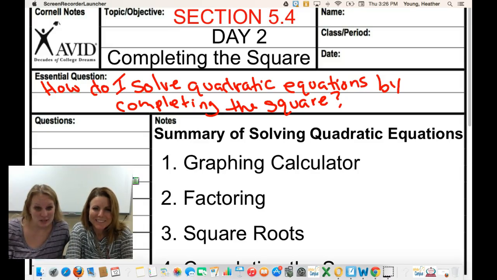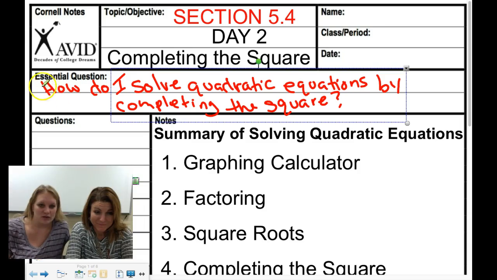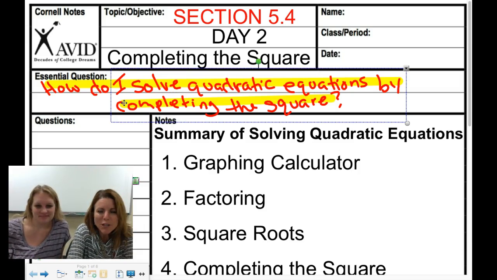All right, so today is day 2 of completing the square. So again, our essential question is, how do I solve quadratic equations by completing the square? And we're going to add a little more too. So, a summary of solving quadratic equations.